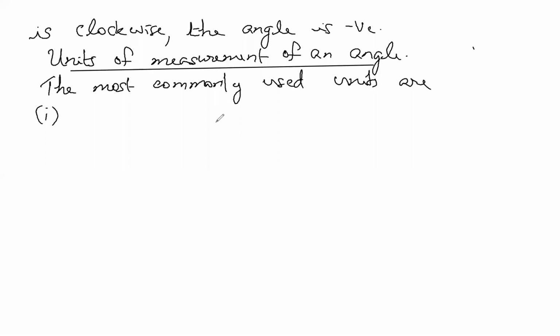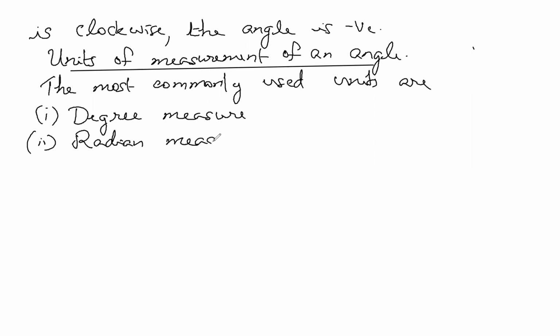Number one, degree measure. And number two, radian measure. These are the most commonly used units for measuring an angle: degree measure and radian measure.